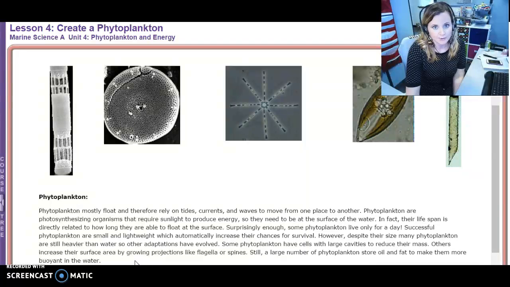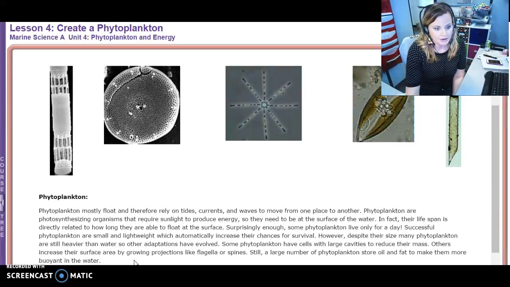Phytoplankton, remember, are photosynthetic plankton. So keep that in mind when you are designing your phytoplankton, that the phytoplankton needs to be able to do photosynthesis. Otherwise, it wouldn't be phytoplankton, it would be zooplankton.